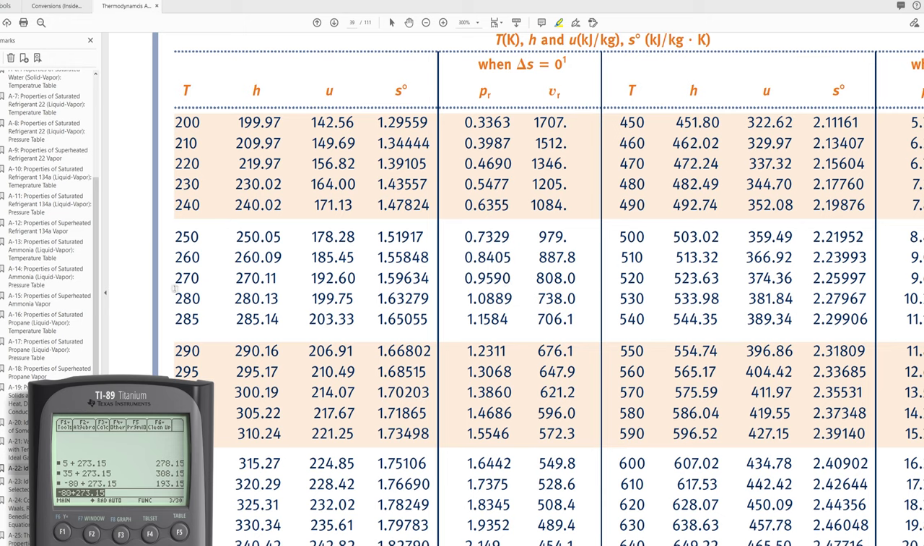So T1 is going to be between 270 and 280, which means that my enthalpy is going to be between 270 and 280. And my PR is going to be between 0.959 and 1.0889. So with my handy calculator, I will write 273.15 minus 270, divided by 280 minus 270, is equal to x minus 270.11, divided by 280.13 minus 270.11. Note the correct number of ones. And that gives me an H1 of 273.266.